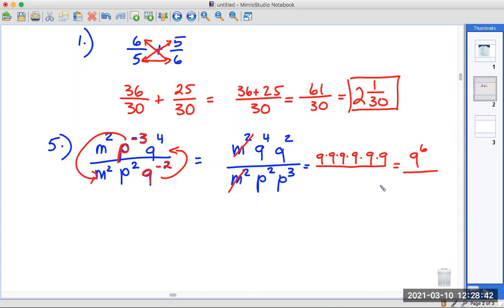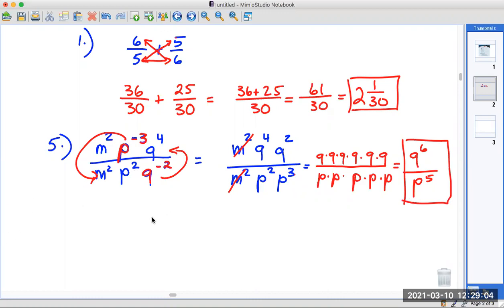And on the bottom, we have the same scenario. We got 2 p's multiplied together times 3 more. And that means we have 5 of them. Or you could just simply add the exponents. So that's our answer for that.